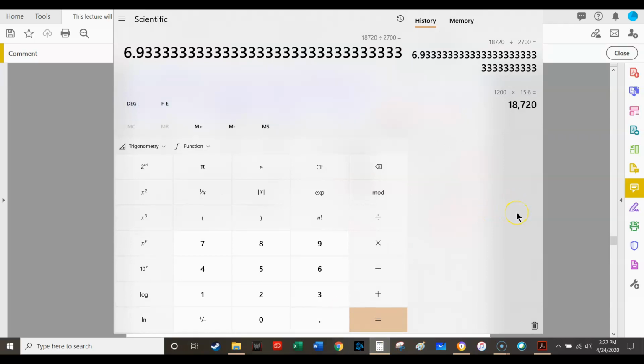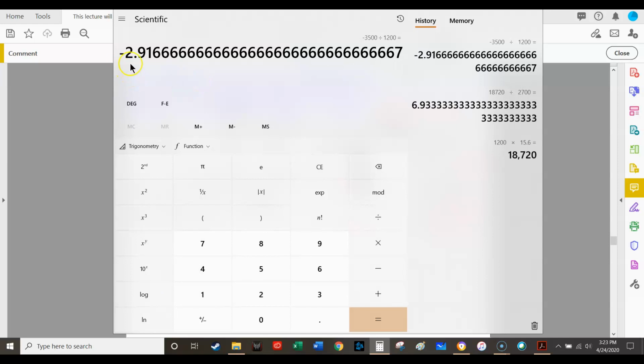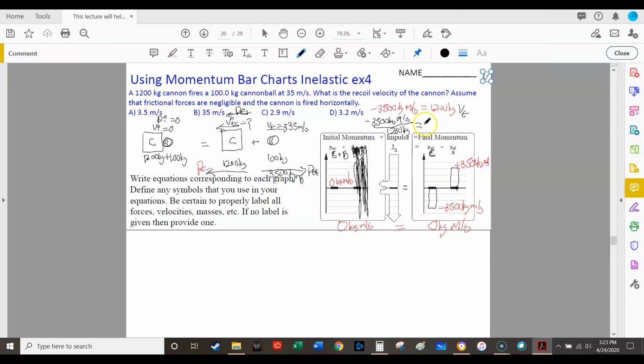That's going to work out to be, let's find out. Let's just do negative 3,500 kilogram meters per second divided by 1,200 kilograms: negative 2.92 meters per second. So this should work out to be negative 2.92 meters per second as a final velocity. That is what we are estimating this guy to be. That's what we're estimating this question mark to be. Well, let's try it out.